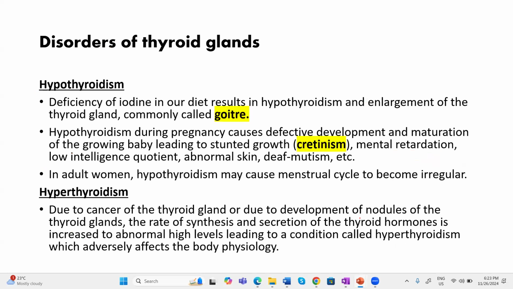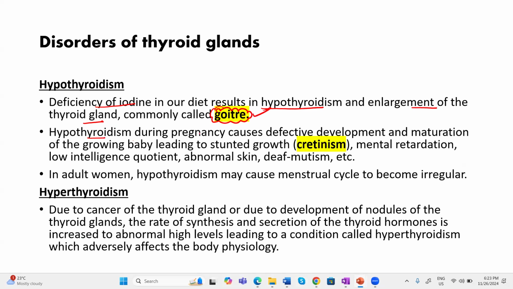Now, see the disorders of the thyroid gland. If a deficiency of iodine is there in our diet, the person will suffer from hypothyroidism and it will result in the enlargement of the thyroid gland. We say the disease is known as goiter.